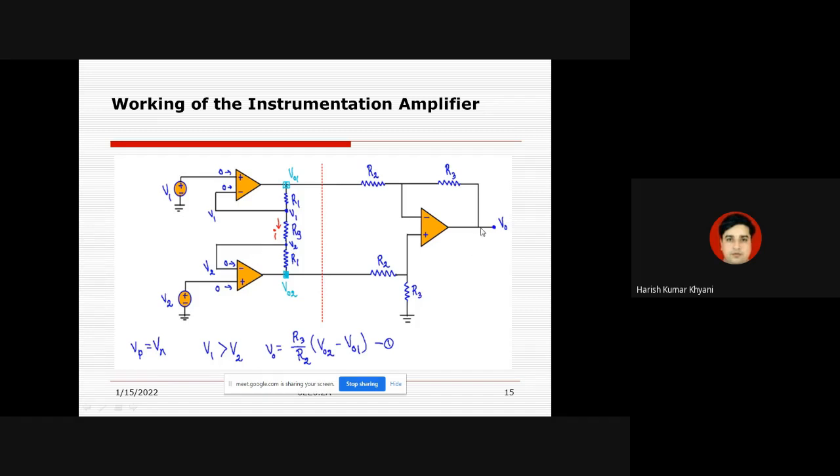Okay, now come to this section, that is the buffer part. If we want to write the expression of this output voltage with the help of the fundamental concept of the normal differential amplifier, then this output voltage is equal to R3 by R2 multiplied by the difference of these two voltages, V02 minus V01. So this would be our equation number 1.